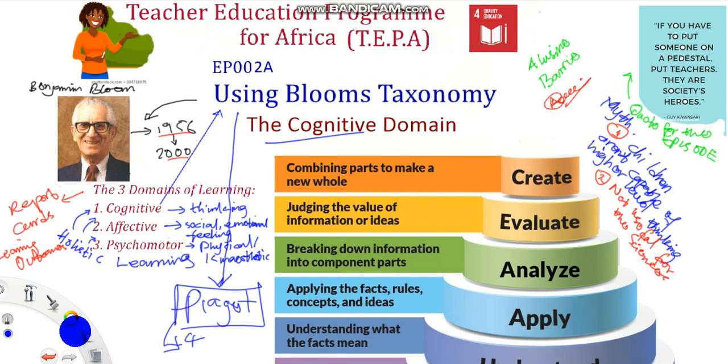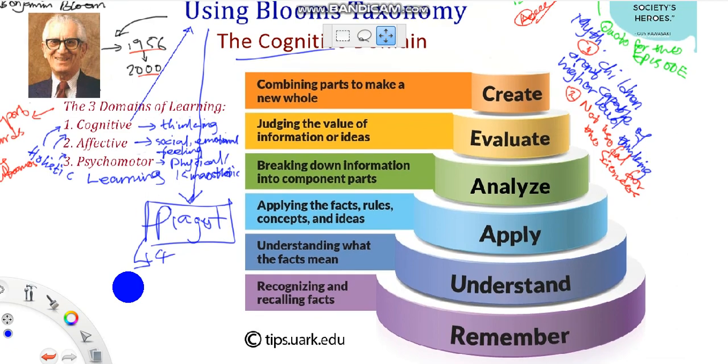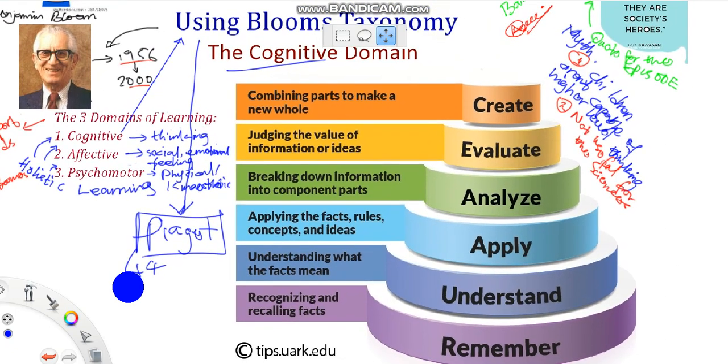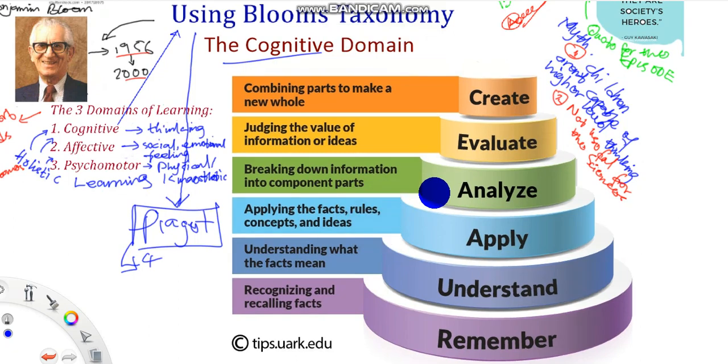So Bloom's taxonomy is a classification of levels of thinking. You consider it starting from simple thinking to more complex, more demanding, more difficult levels of thinking. A taxonomy simply means a classification. At the bottom we have remembering, which is the simplest cognitive task, and at the top we have creating, which is the highest cognitive function.